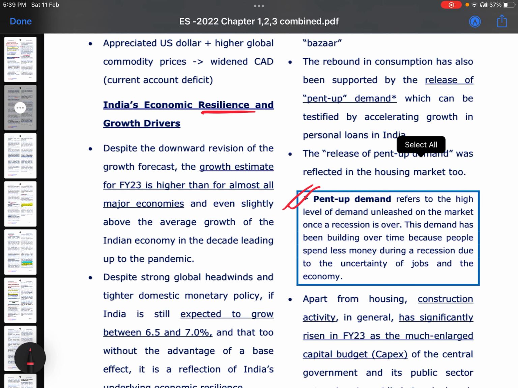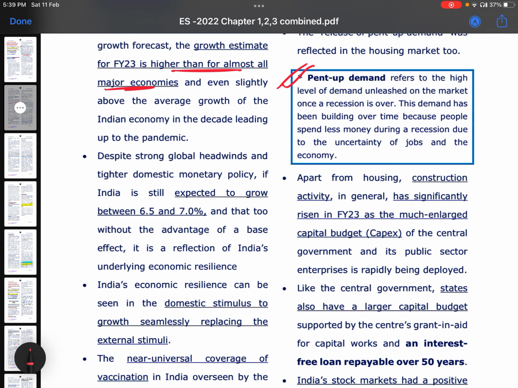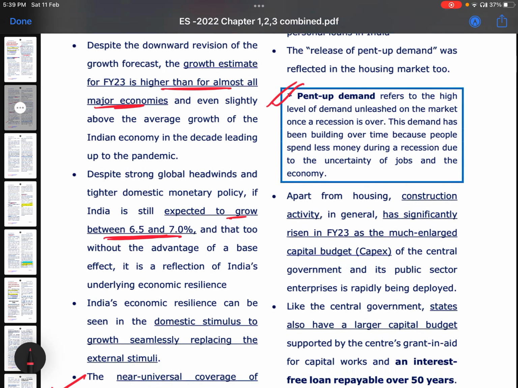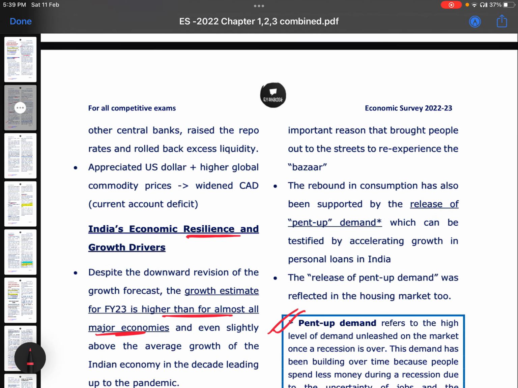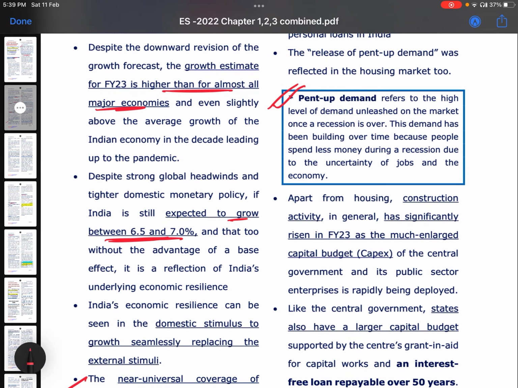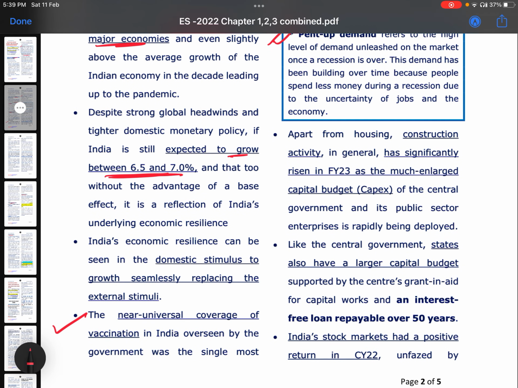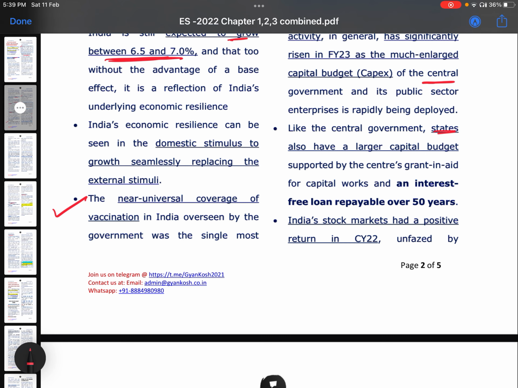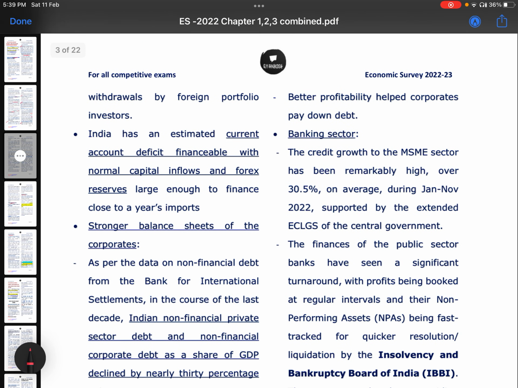Higher growth estimate than for almost all major economies. Growth rate between 6.5% and 7%. Near universal coverage of vaccination. Release of pent-up demand. Higher capital budget both for the center and states. Positive return of the stock market. Strong balance sheet of corporates, and so on.